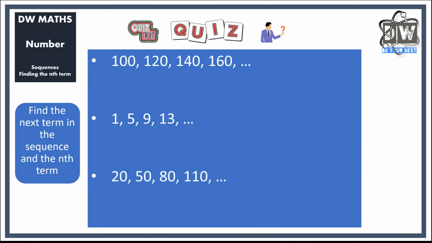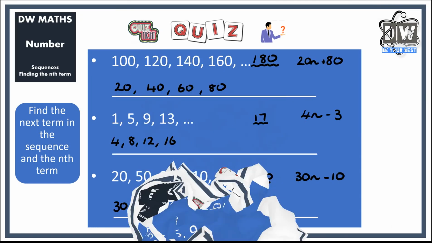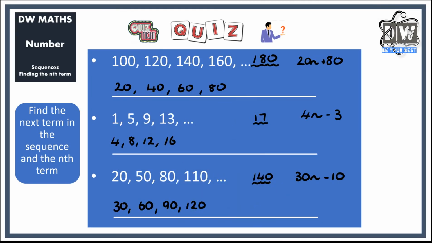So now it's time for the answers. And we've got here the next term being 180 because I was adding 20 each time. But I write my new sequence of numbers. And what did I have to do to 20? To get it to 100, I had to add 80. 40 to 120, I had to add 80. 60 to 140, add 80. And 80 to 160, add 80. So you can see I've got 20n plus 80.